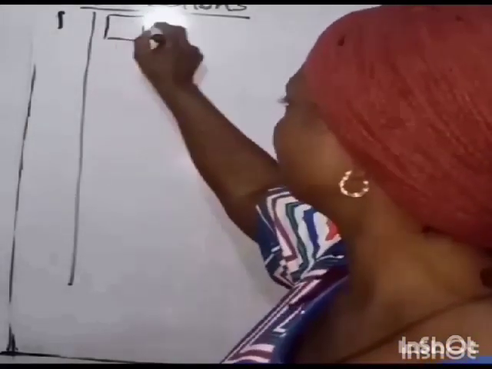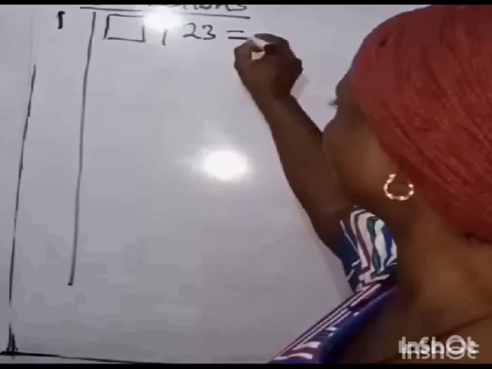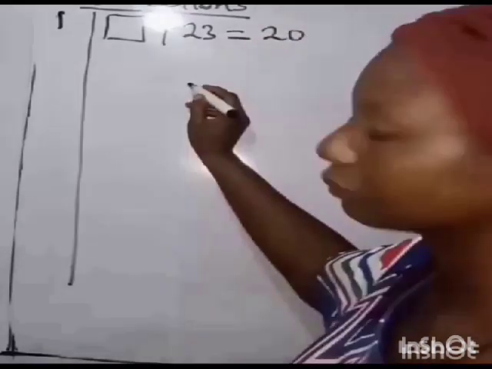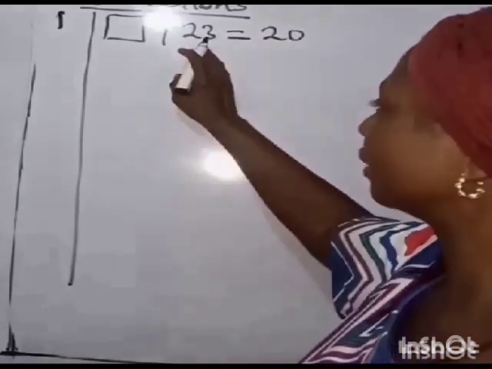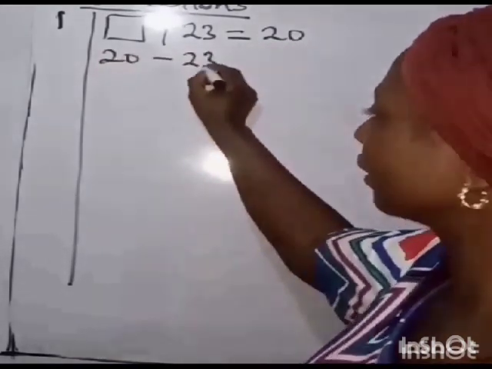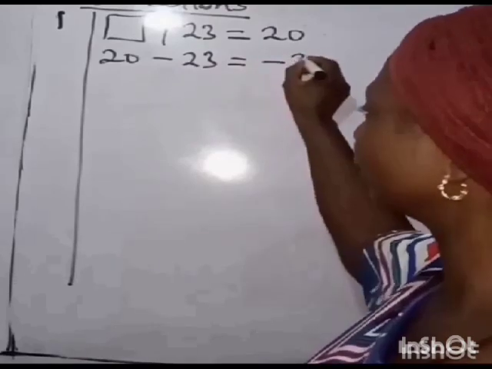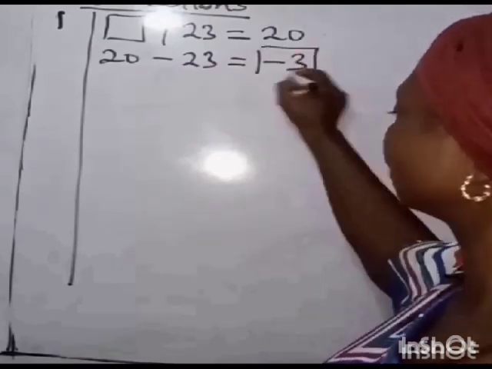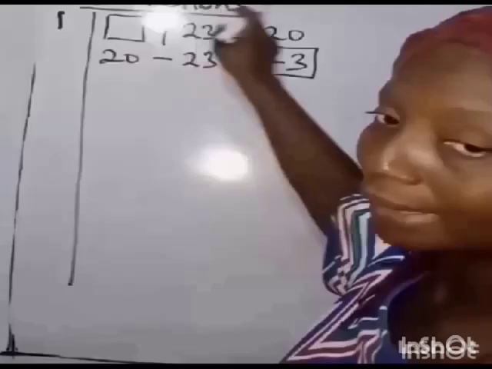The first question we have here, a box plus 23 is equal to 20. So what will we add to 23 to get 20? We now have 20 minus 23, and that will give us minus 3. So we should have minus 3 in the box here to get 20.